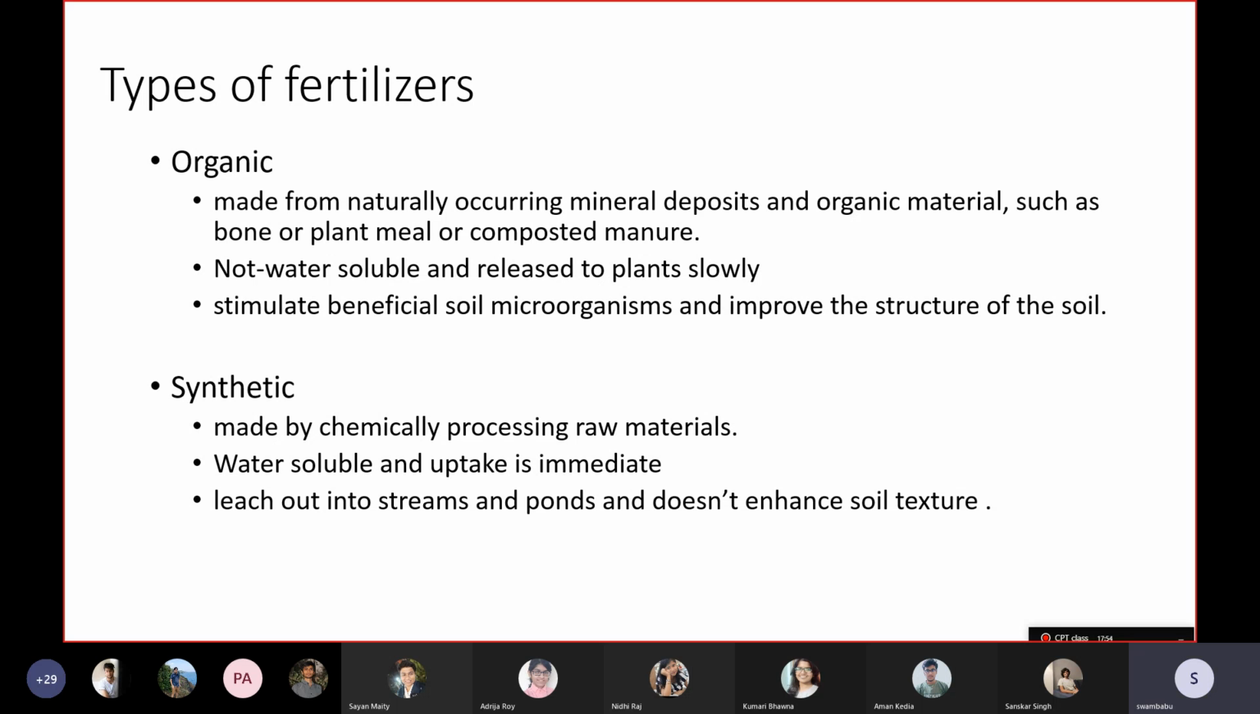Also, synthetic fertilizers don't enhance the soil texture. They don't improve the soil properties. They give nutrients to the plants, but don't enhance the soil quality.